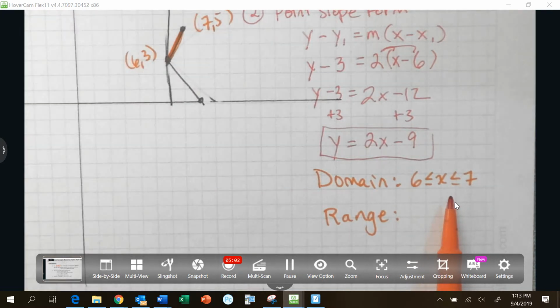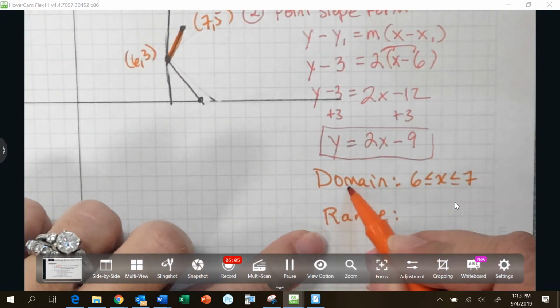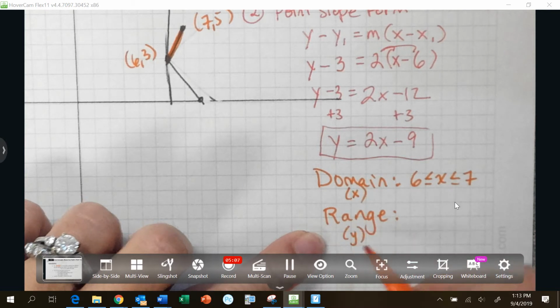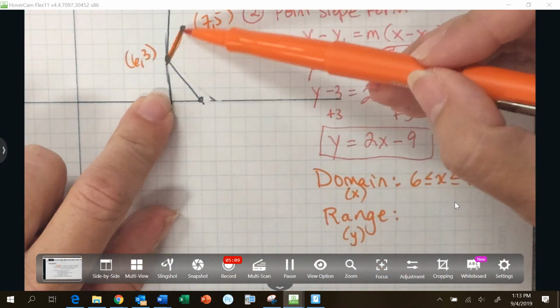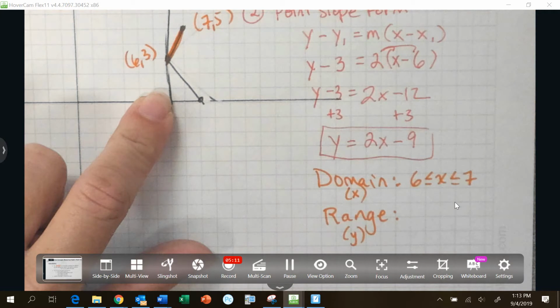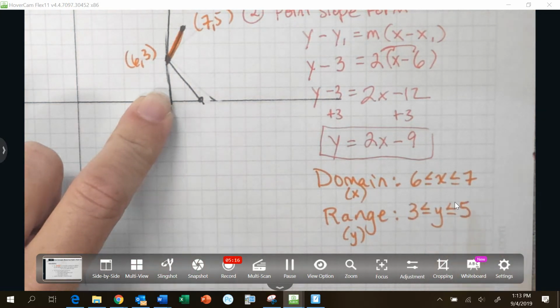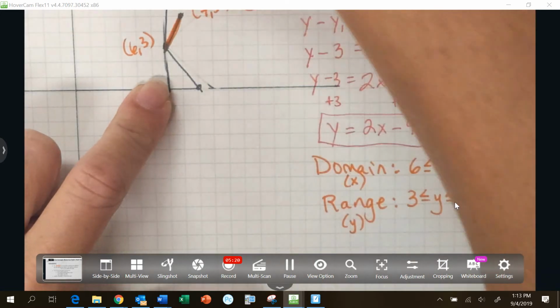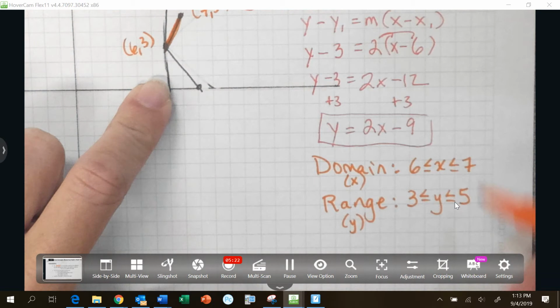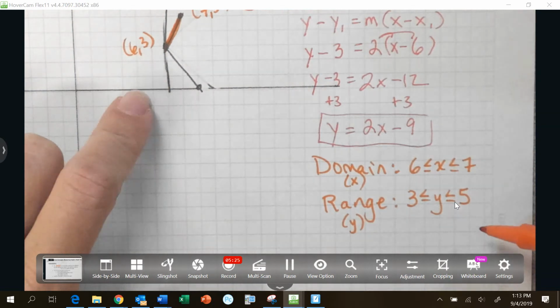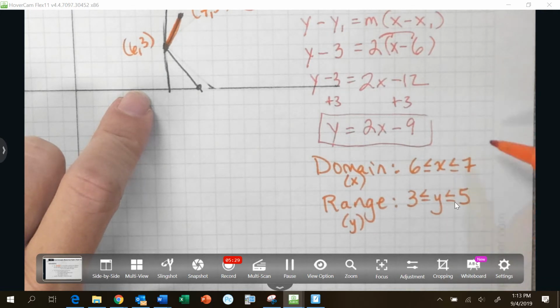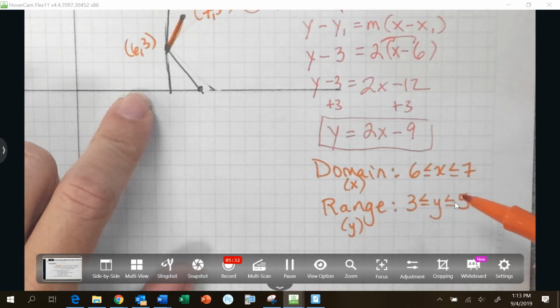And then what about my y values, the range? So domain's x, range is y. What do those values go between? 3 and 5. So we'll say 3 less than or equal to y less than or equal to 5. This is the correct way of writing your domain and range. If you write it a different way, I cannot guarantee it will be correct. This is the correct way. So if you're not writing down the example, I hope you plan to watch this video again later when you do your own work. Okay?